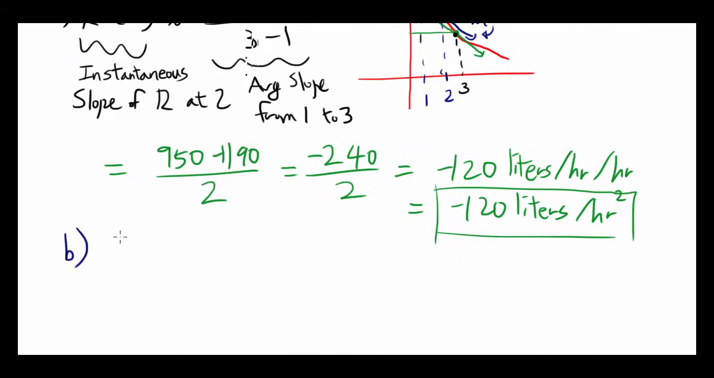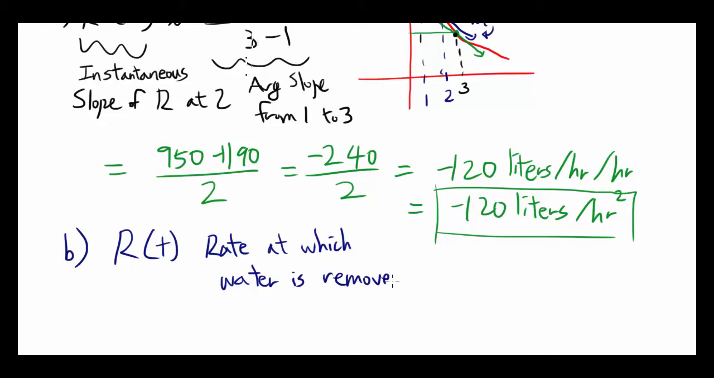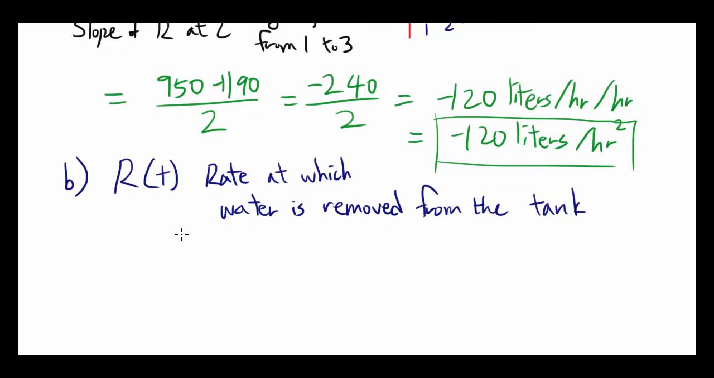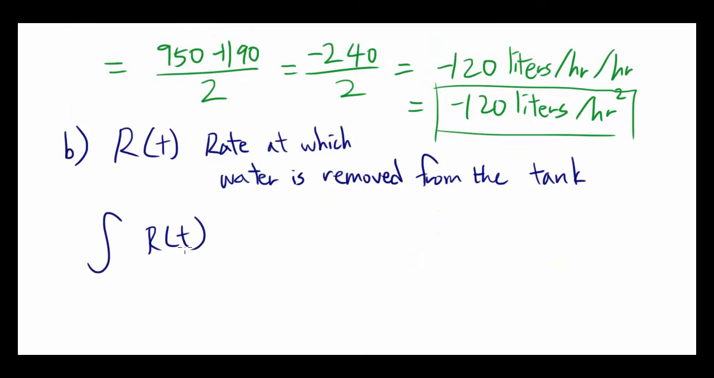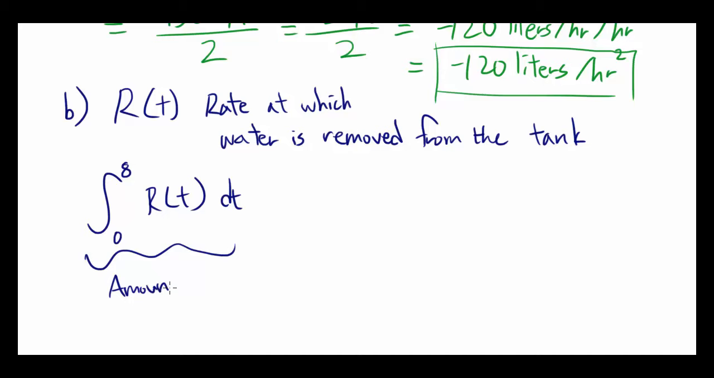Well, the first thing you have to realize is that because R of t is the rate at which the water is removed from the tank, the definite integral of R of t from time equals 0 to time equals 8 should give you the amount of water removed. Now, why is that? What's the definite integral from something to something?